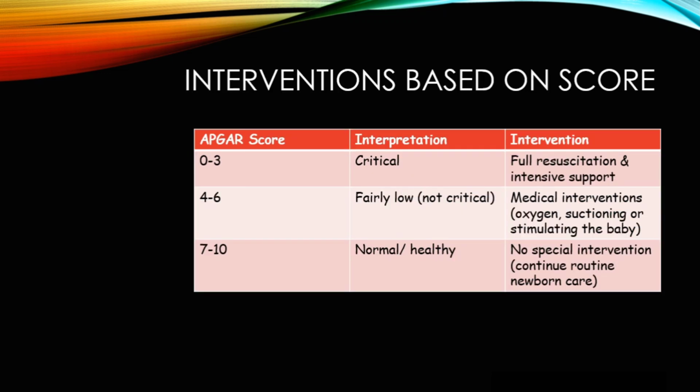After we are finished giving scores, we have to sum up and evaluate according to the next table. Babies scoring 0 to 3 are considered critical, and need intensive support. 4 to 6 are not critical, but they need interventions specific to their symptoms, and 7 to 10 are considered normal and healthy. No special intervention is needed for them, just the routine care.